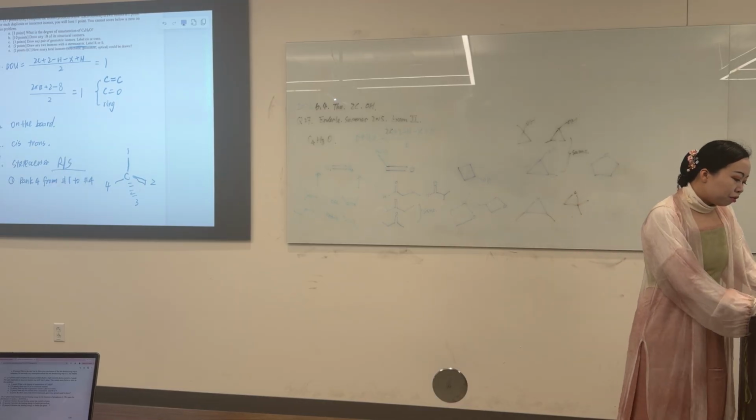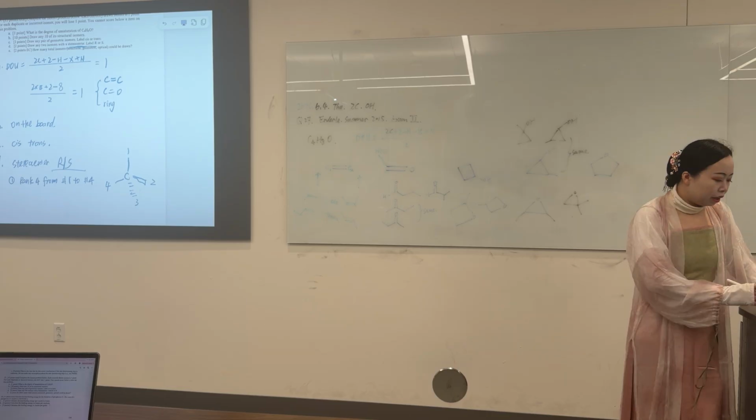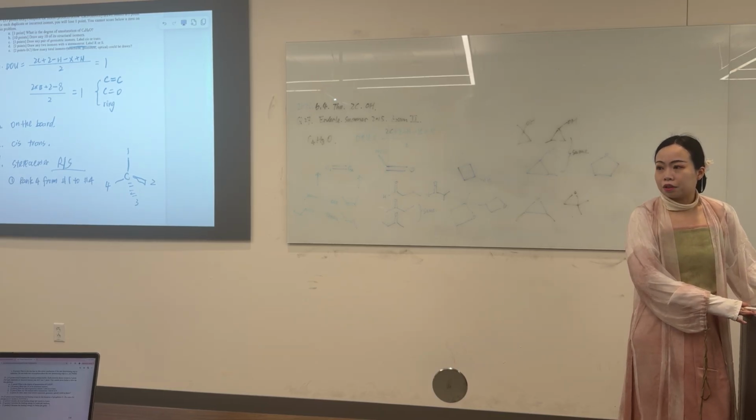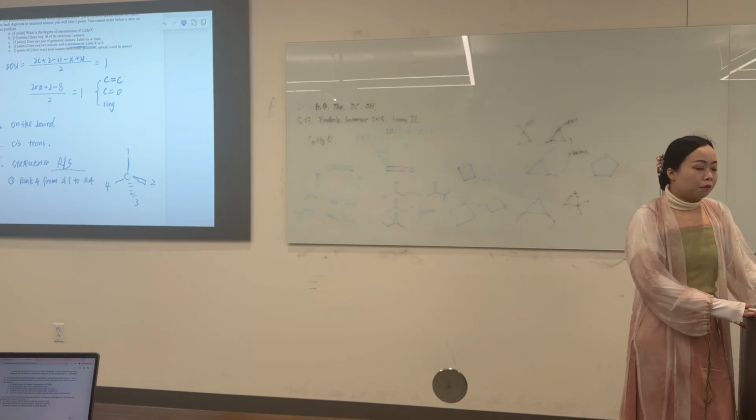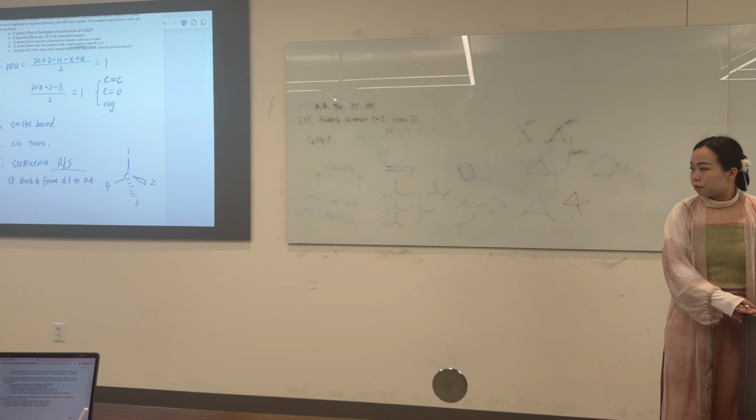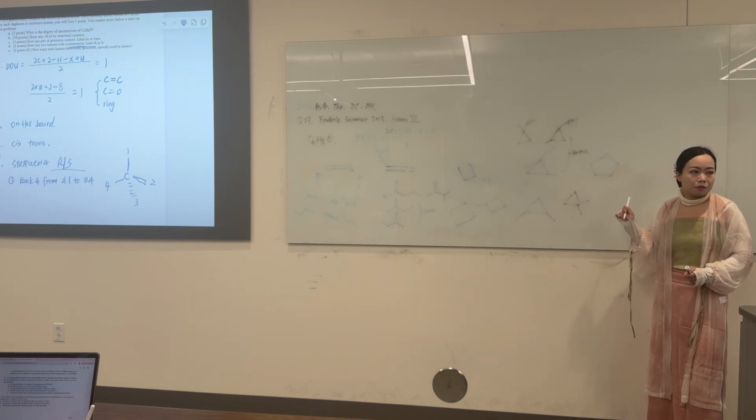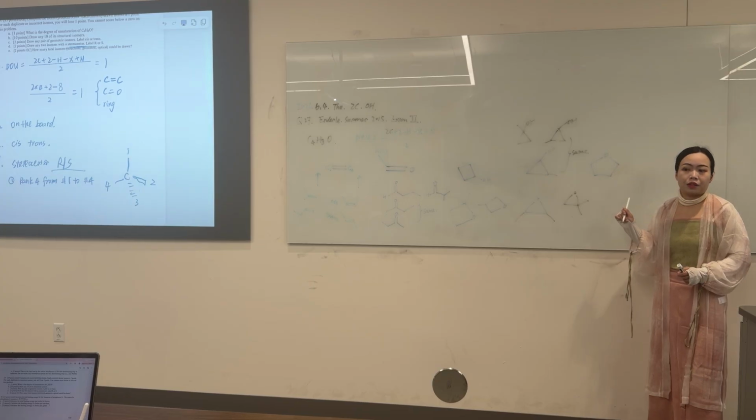In order to assign R or S, you need to have at least 4 different groups. Otherwise, it's not going to be a stereocenter. But we have a lot of them on the board where the carbon is bound to the same group, especially hydrogen.